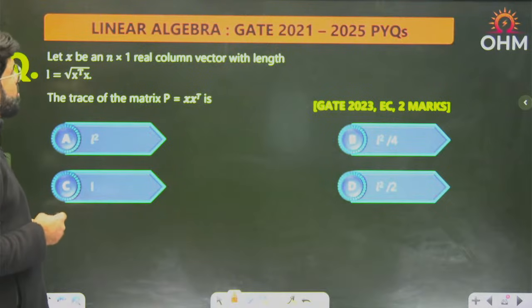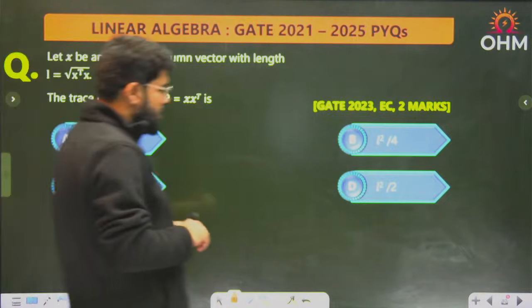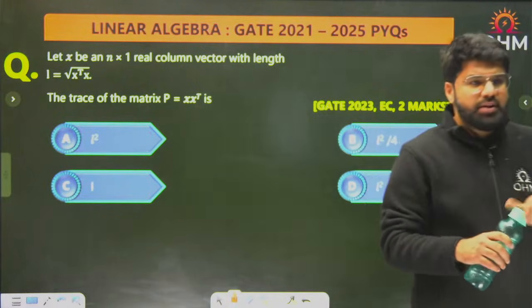Let X be an n cross 1 real column vector with the length L equal to the square root of X transpose X. What is the trace of the matrix X X transpose? Now, a basic question on trace and determinant, not on eigenvalues, but this is something that will be useful in many questions.